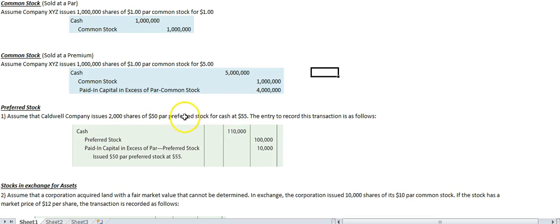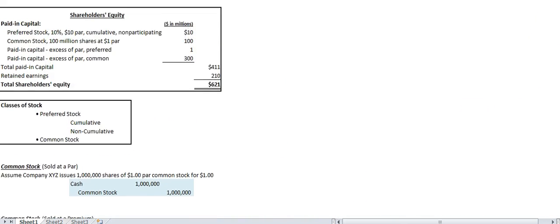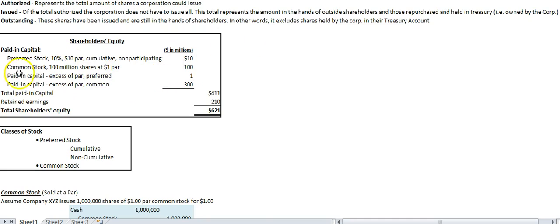cash. The portion that pertains to par goes in preferred stock. Remember, cash is a debit account. It goes in to increase. Shareholders' equity accounts increase with a credit balance. So preferred stock will increase with a credit to it. That's 100,000. And paid in capital in excess of par preferred stock, 10,000. Okay, so that pretty much explains what we see up here and how these accounts evolved, right?